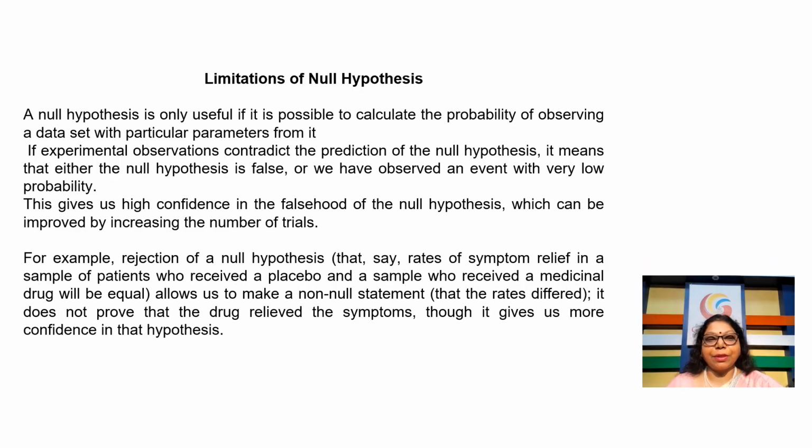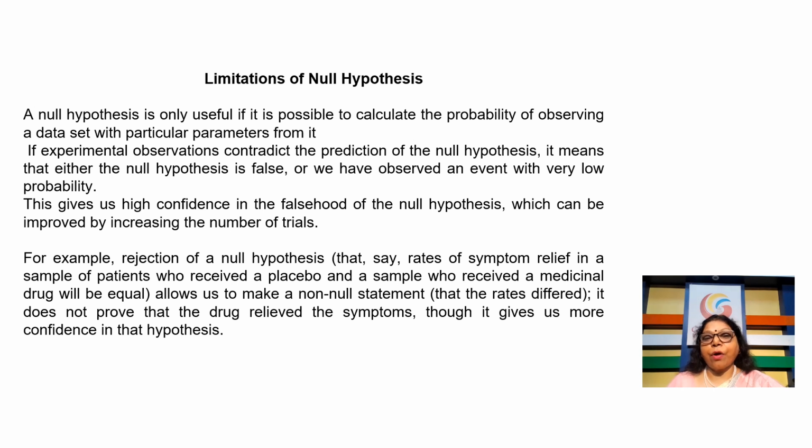Limitations of a null hypothesis. A null hypothesis is only useful if it is possible to calculate the probability of observing a data set with the particular parameters from it. In general, it must be harder to be precise about how probable the data would be if the alternate hypothesis is true. If experimental observations contradict the prediction of the null hypothesis, it means that either the null hypothesis is false or we have observed an event with very low probability.